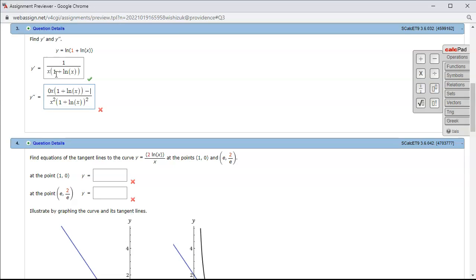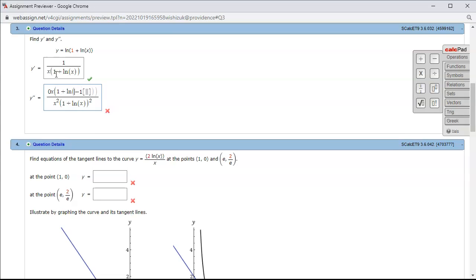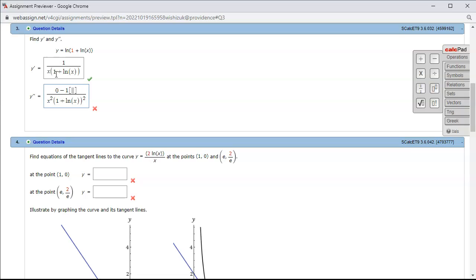Minus 1 times the derivative of the bottom. Actually, before we do that, since this is going to be 0, can I just go ahead and erase this part? 0 times anything is 0, so this part is all gone. So I'm just going to do that.